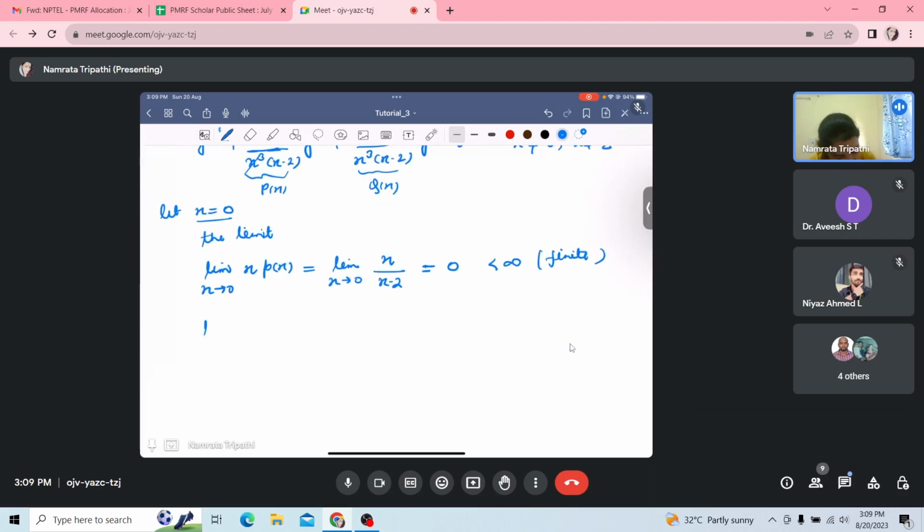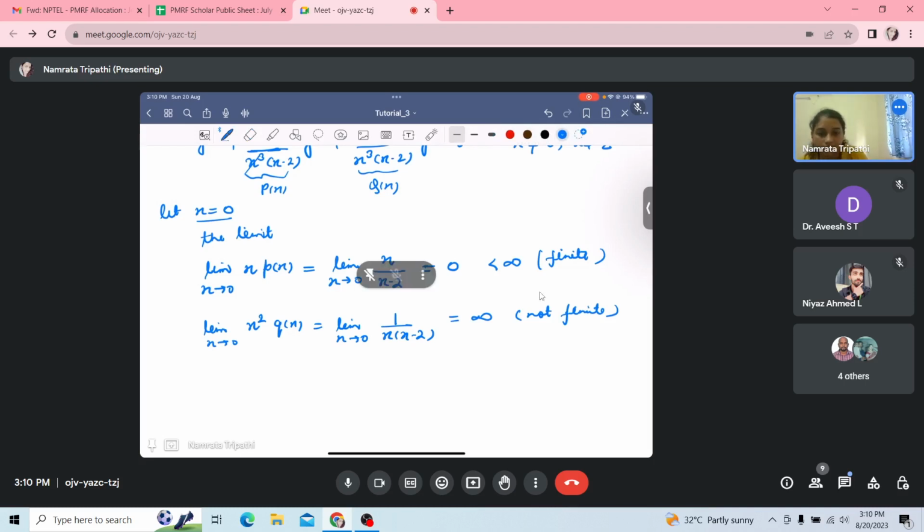Now similarly, for (x minus 0) whole square, or simply x square q of x, we have to calculate this term. This will become infinity, not defined or not finite. So what can we say from here? 0 is not a regular singular point. So it is an irregular singular point.